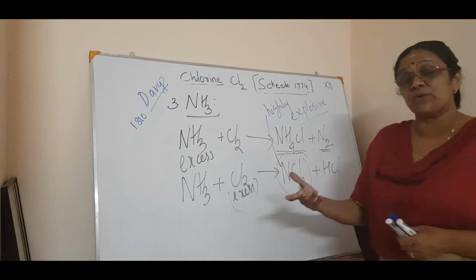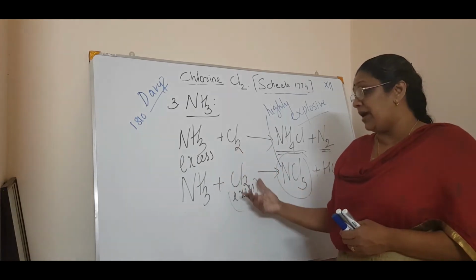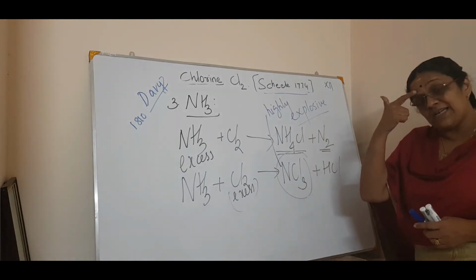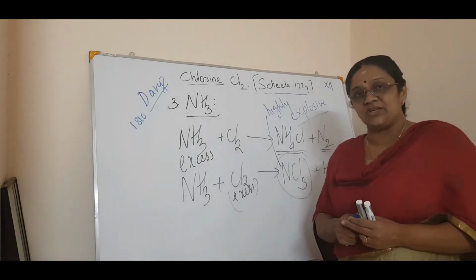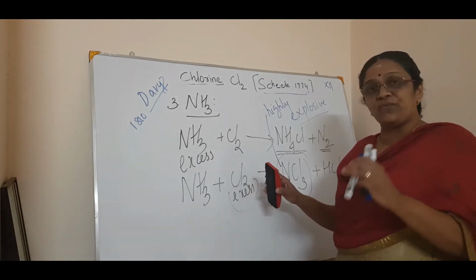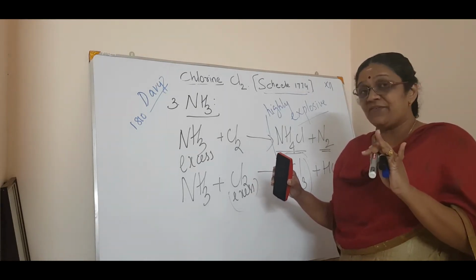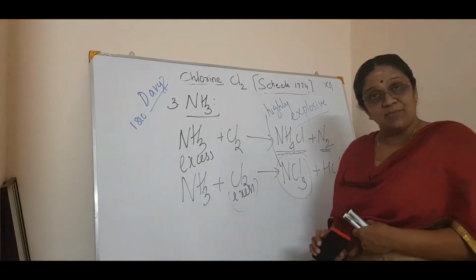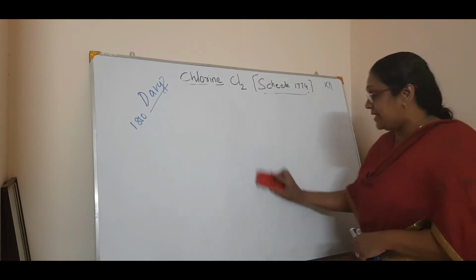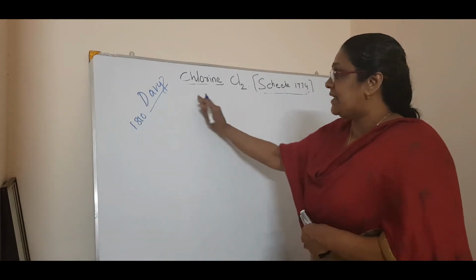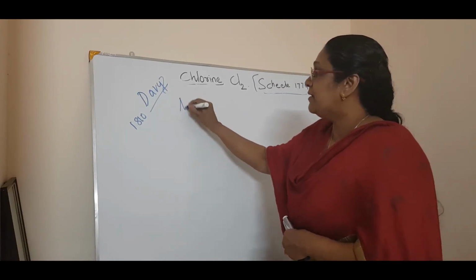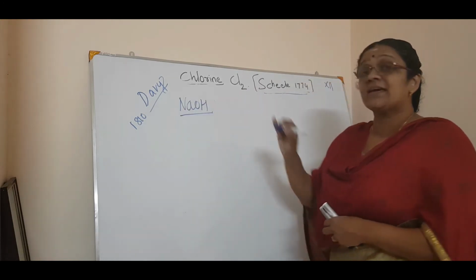Sometimes a question asks, what is the reaction between ammonia and chlorine if chlorine is in excess? Then you have to write NCl3, or they can ask, write a preparation for NCl3, that is nitrogen trichloride. So, both you have to study properly. And the last reaction: the first reaction was with metals and non-metals, second is with hydrogen, great affinity for hydrogen, third is ammonia. And the last reaction for chlorine to study is the reaction with NaOH, that is alkali.